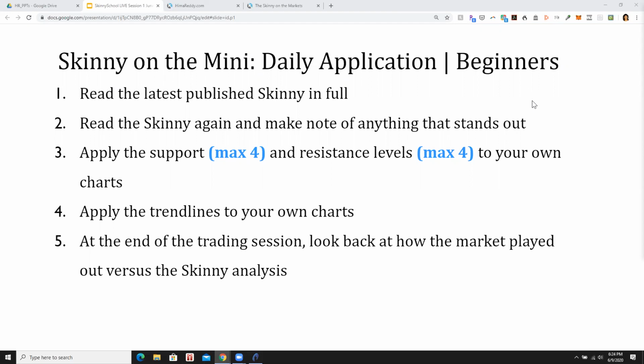When you get more intermediate, you will want to check the markets on the weekends, or at least get ready for them on the weekends. Okay, so this is my beginner's daily application. If you have any questions, let me know. We're going to build on this for the intermediate trader.